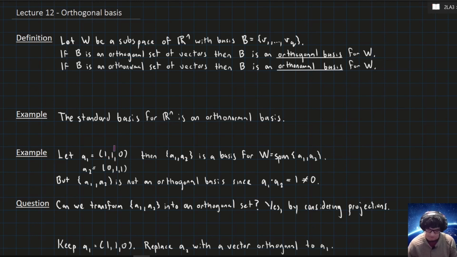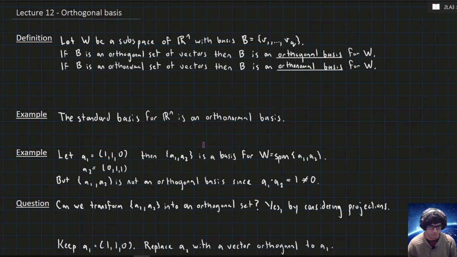Okay, so let's look at this familiar example. Let A1 be 1, 1, 0 and A2 be 0, 1, 1. So these two vectors are a basis for W, where W is the span of those two vectors. But A1 and A2 are not an orthogonal basis, right? Because if we take the dot product of A1 and A2, we get 1, which isn't 0.